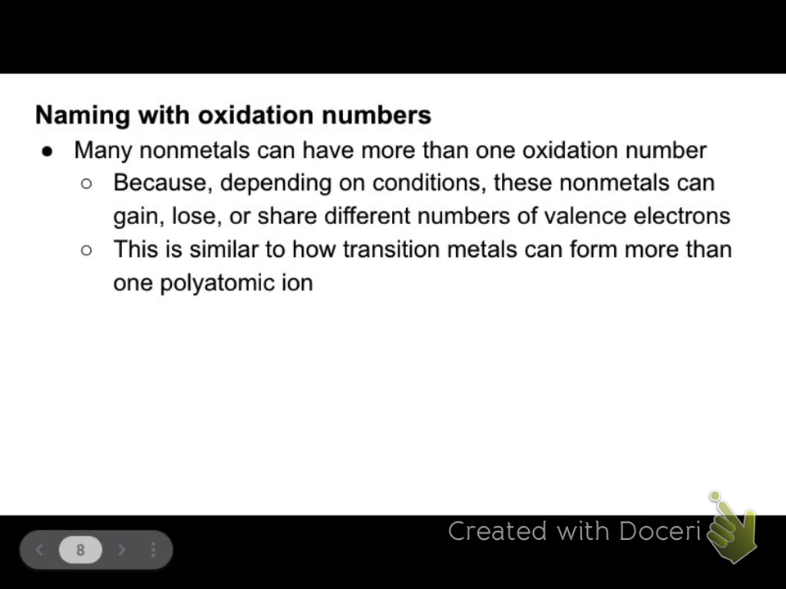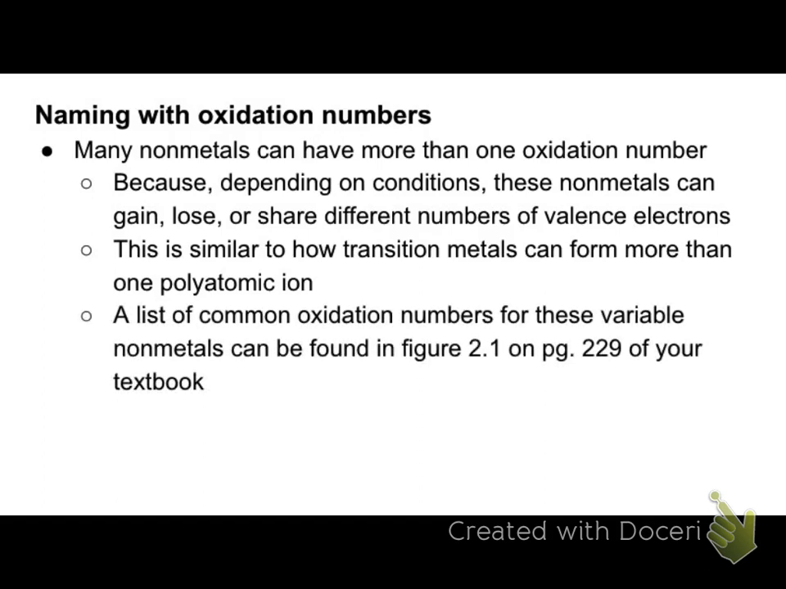This is similar to how the transition metals can form more than one, that should say monatomic, not polyatomic. You can cross that out. More than one monatomic ion, right? So copper can form +2 or +4, okay? So there are many nonmetals that have more than one oxidation number. There's a list of common oxidation numbers for these variable nonmetals in figure 2.1 on page 229 of your textbook. So that is there to assist you if you are having difficulties figuring out what charge this should be. It can help you narrow down the possibilities for your oxidation number.